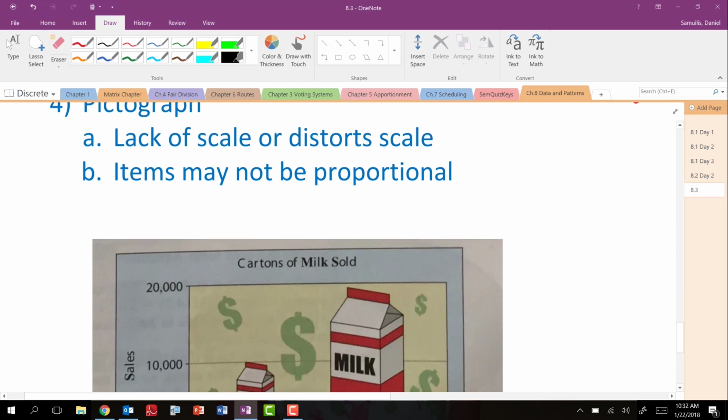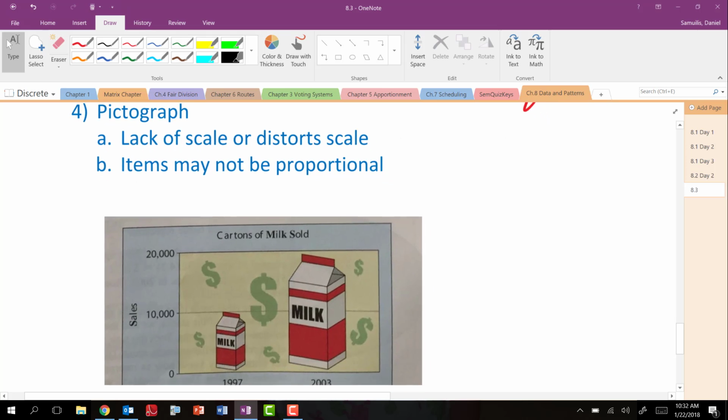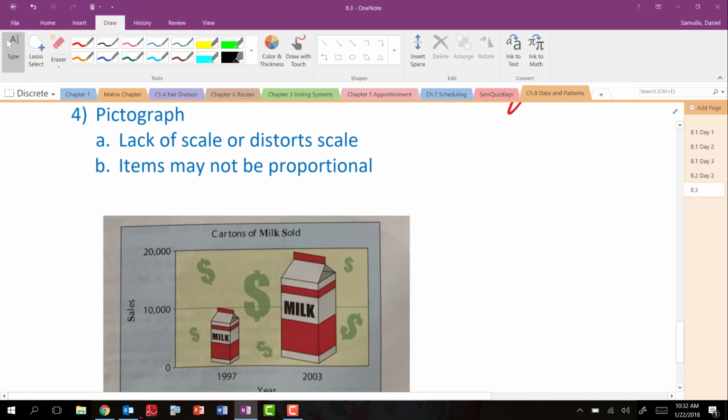Then this is the last one. This is my favorite. Instead of using a bar graph, replacing the bar with a picture, but then showing something rising or falling. So there could be a lack of scale, or it could distort the scale. This is why this is my favorite picture from the book. Items may not actually be proportional to what you're trying to represent.